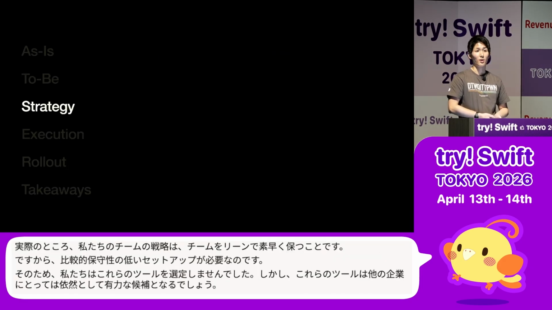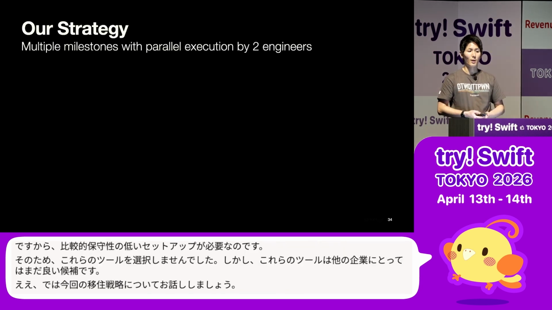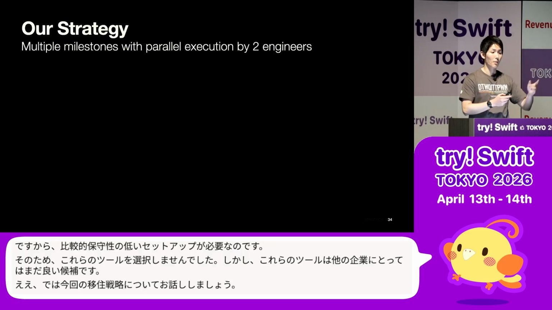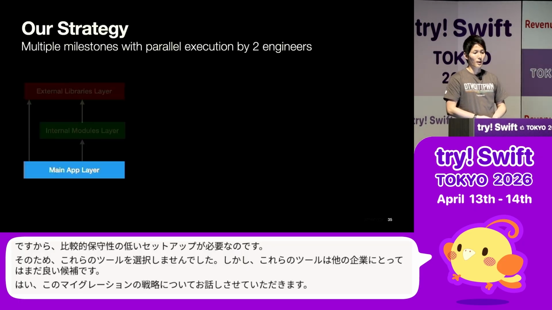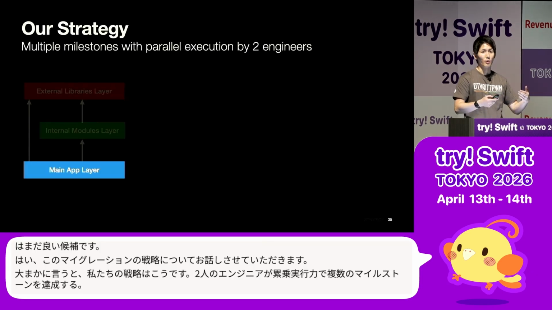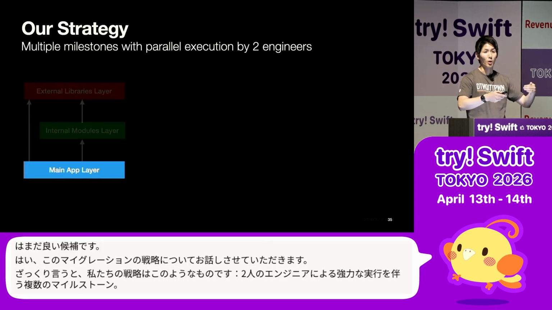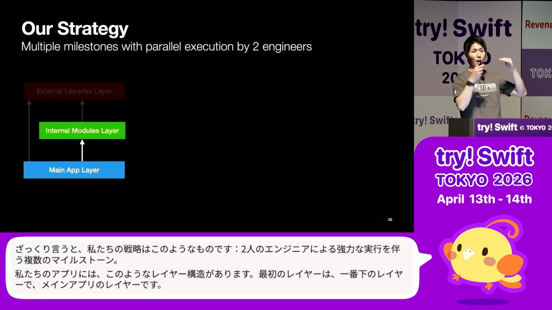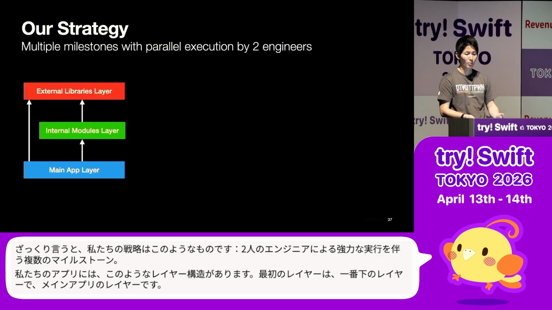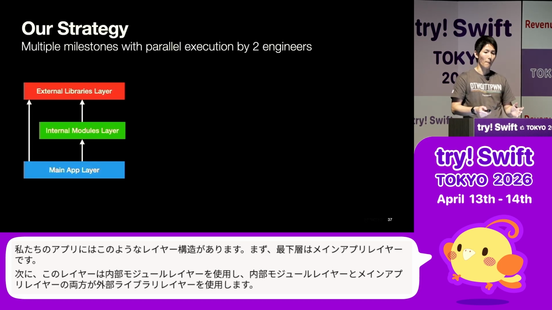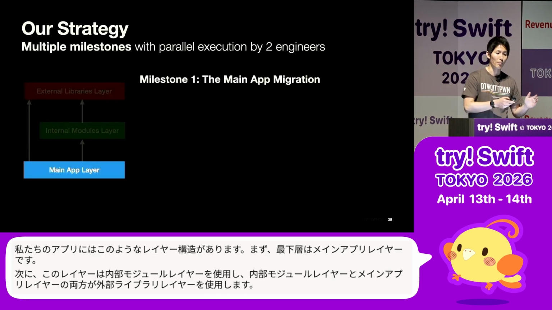Let me talk about the strategy of this migration. Roughly speaking, our strategy is like this. Multiple milestones with parallel execution by 2 engineers. Our app has this kind of layer. The first, the bottom layer, the main app layer. Then this layer uses the internal modules layer, and both the internal modules layer and the main app layer use the external libraries layer. The first milestone is to migrate the main app layer.